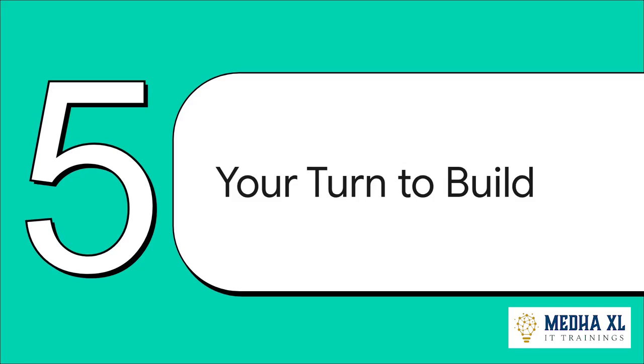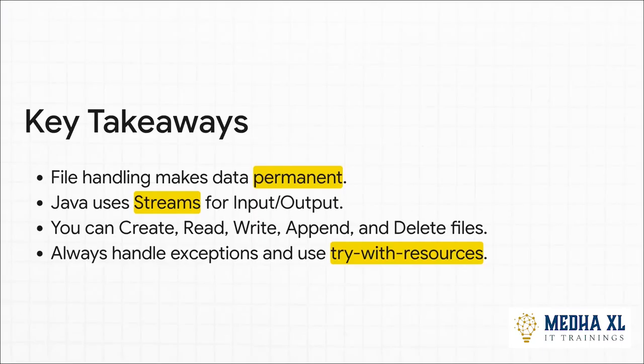Wow, okay. We've covered a lot of ground, from that frustrating problem of disappearing data all the way to writing safe, modern, professional-level code. So let's just do a quick recap of the biggest takeaways. So here's the bottom line. File handling is what gives your program a memory. Java does all of its file input and output using streams. You now have the full set of tools to create, read, write, append, and delete files. And most importantly, always use try with resources to keep your code safe and clean.